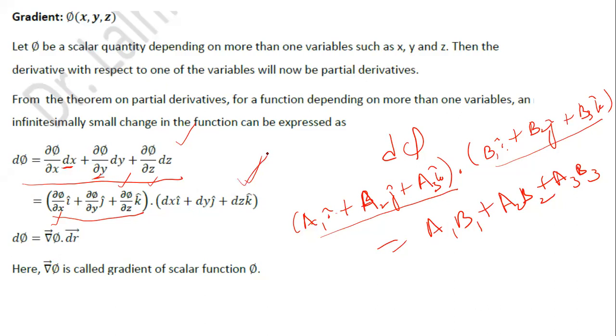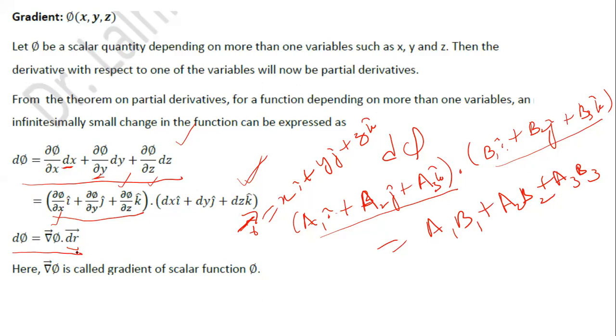This is a small increment in the space variable, that is the position coordinate dr. Small change in the position coordinate. R vector is called the position vector, which is x i cap plus y j cap plus z k cap. So small change in the position vector dr vector is dx i plus dy j plus dz k. Therefore, you can write d phi is equal to grad phi dot dr.